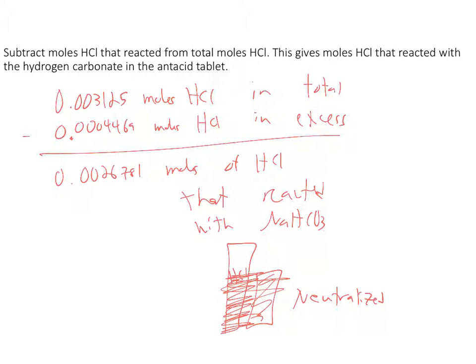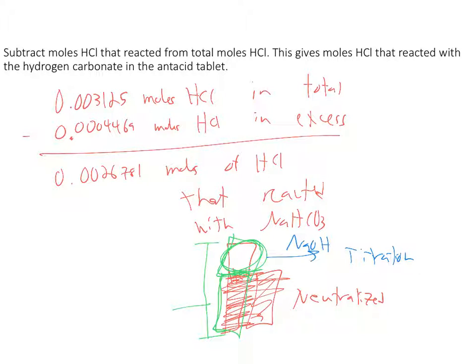So we had some hydrochloric acid in excess. Well, we reacted that with sodium hydroxide in a titration, and we figured out the moles of sodium hydroxide used, and used stoichiometry to figure out the moles of hydrochloric acid. And since I knew the total moles, and I knew the moles in excess, what we just calculated is the moles of hydrochloric acid that reacted with the sodium hydrogen carbonate.